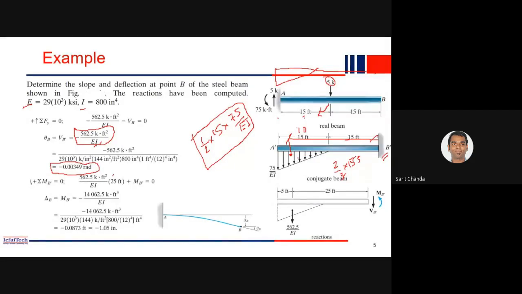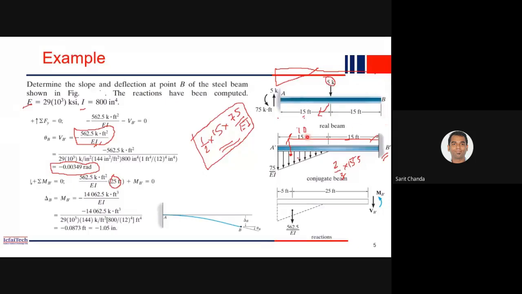So that's what is written here. If you see 25, this area into 25 will give you the moment at B, right? Area into distance. The area is already known, and the distance is 15 plus 10, 25. So that total value will give you the moment at B, which is, in the conjugate beam, equivalent to the deflection in the real beam. So this is the deflection at this point. If you substitute the EI value, you will get the final answer, minus 1.05 inches. So the deflection at end B is 1.05 inches.